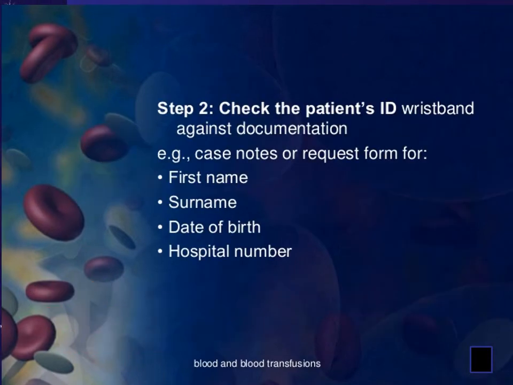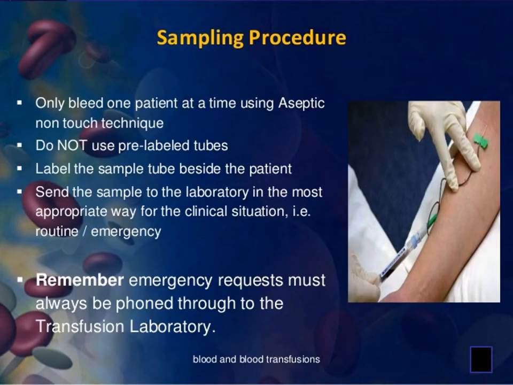Next thing is to check the information given in the wristband against documentation. Again, check the patient's first name, surname, full name, date of birth, and the hospital registration number. And to avoid errors in identification, to avoid confusion, better to draw blood from a single patient at a time. Bleed only one patient at a time, and do not use pre-labeled tubes. So draw blood, put it into the sampling tube, and then label it with the patient's name, date of birth, and the hospital registration number.